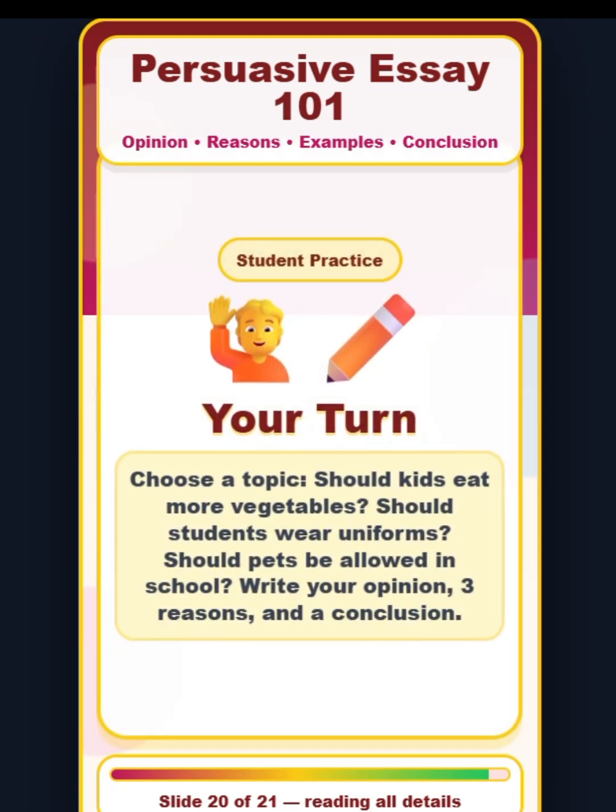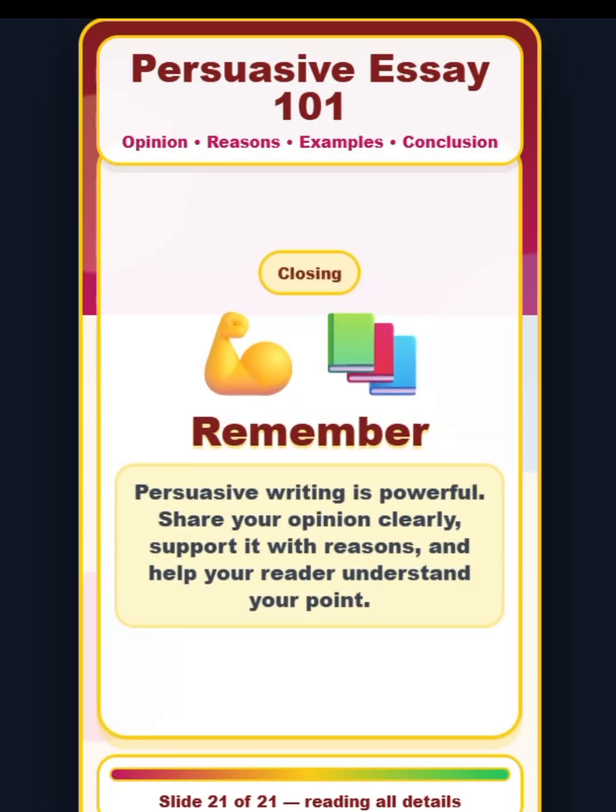Now it is your turn. Choose a topic. Should kids eat more vegetables? Should students wear uniforms? Should pets be allowed in school? Write your opinion, 3 reasons, and a conclusion. Remember, persuasive writing is powerful. Share your opinion clearly, support it with reasons, and help your reader understand your point.